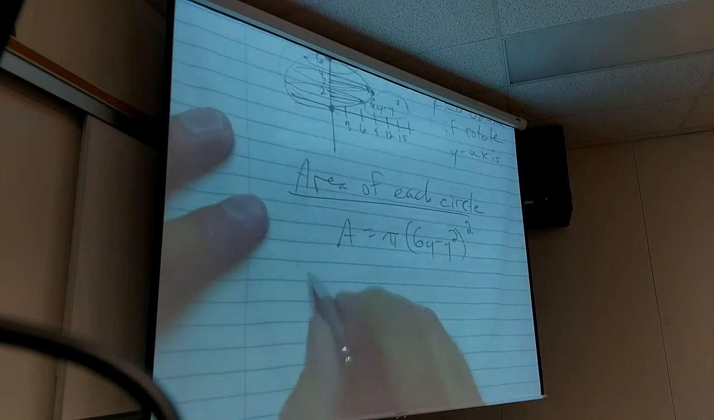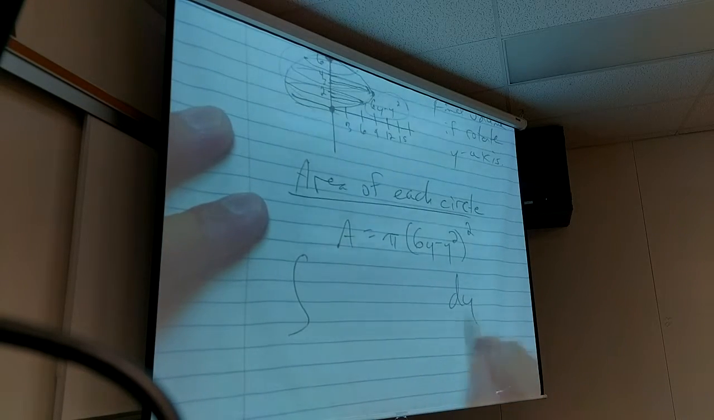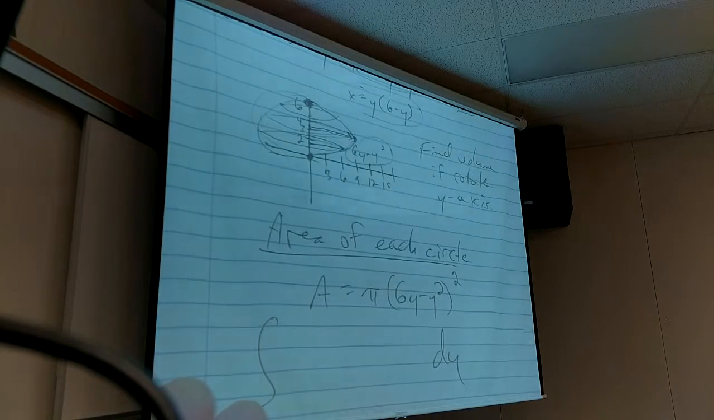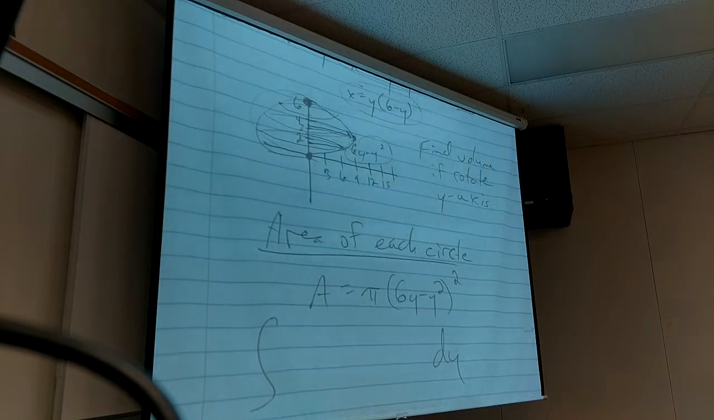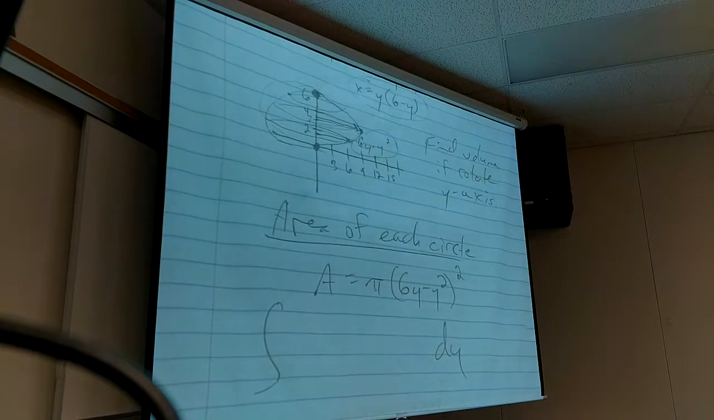So what's my integral going to look like? It's going to be integral dy. How do I know that? Because I want to rotate around the y-axis, and I'm using disks. If I was using shells and I want to rotate around the y-axis, it has to be dx. I don't want that. I don't want to solve this for x. So let's not do that.